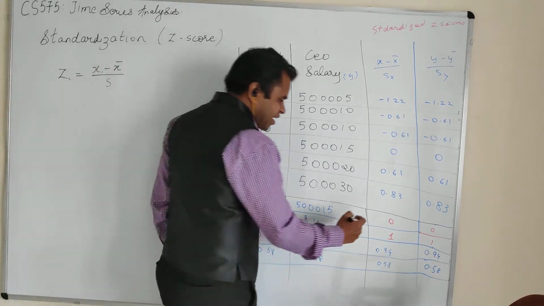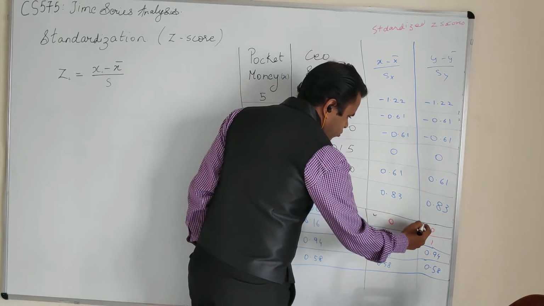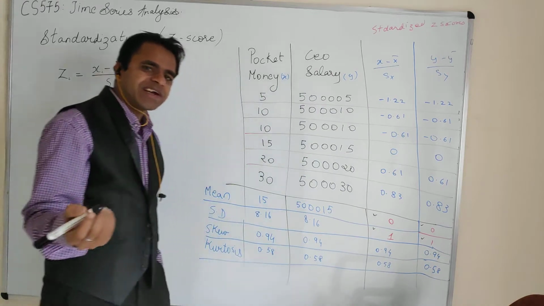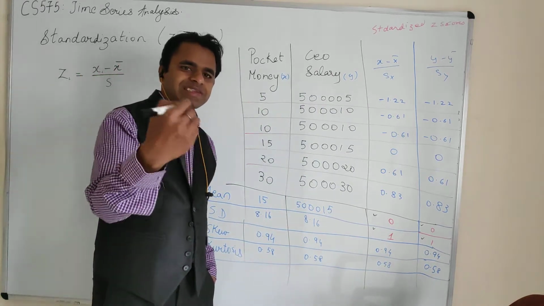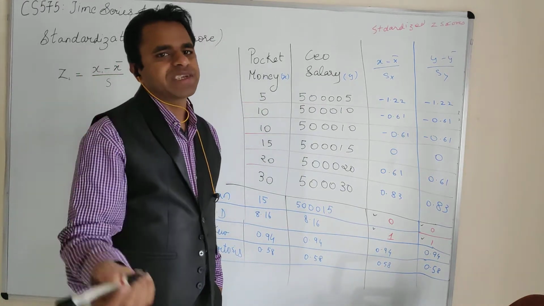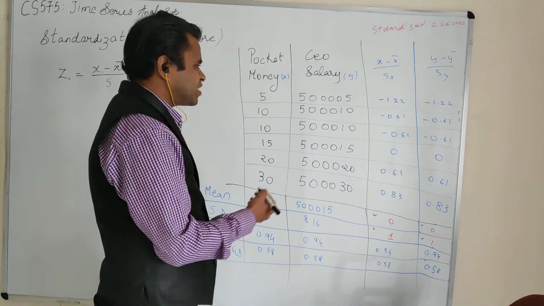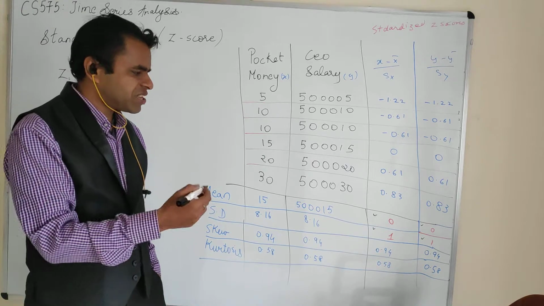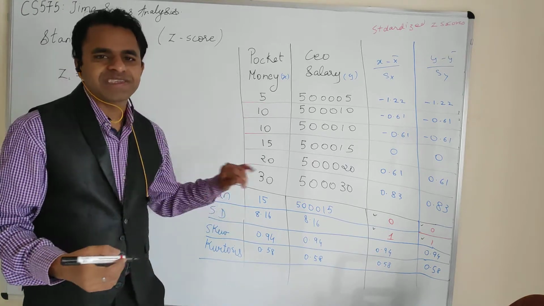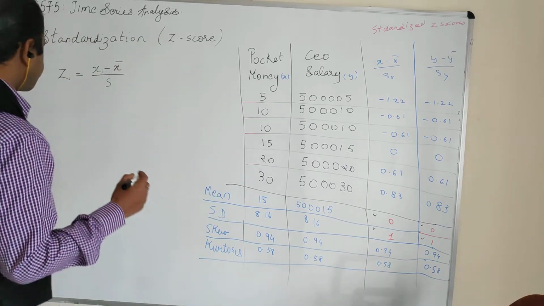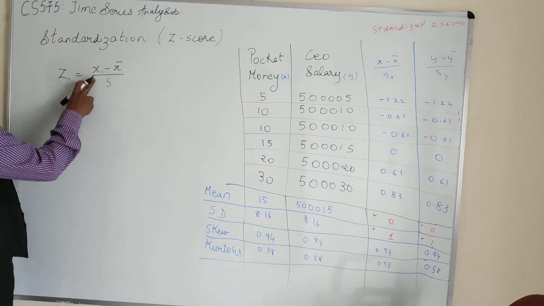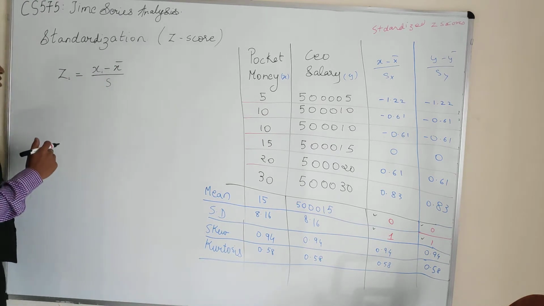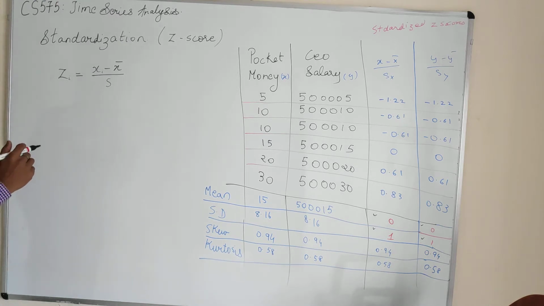Another advantage is that the mean of a z-score distribution is always 0 and the standard deviation is 1. Since the standard deviation is 1, the variance, which is the standard deviation squared, also stays 1. Now we see a proof of why the mean and the standard deviation are always 0 and 1. As we know, z score is x_i minus x bar upon s, where s is the standard deviation, right? So now let us do one thing.